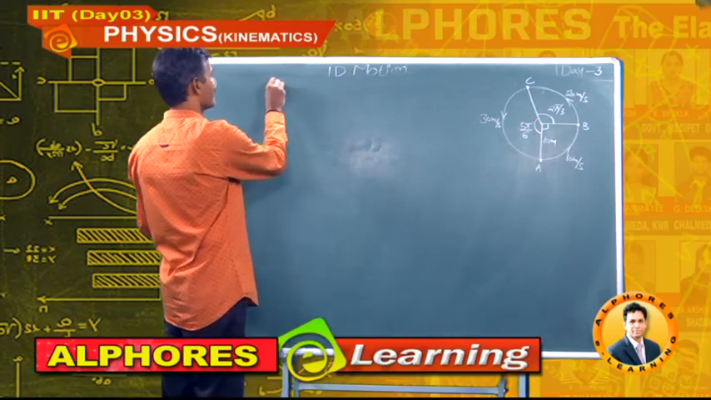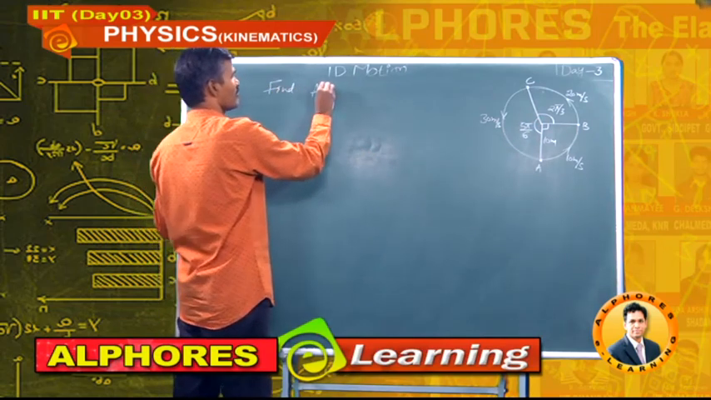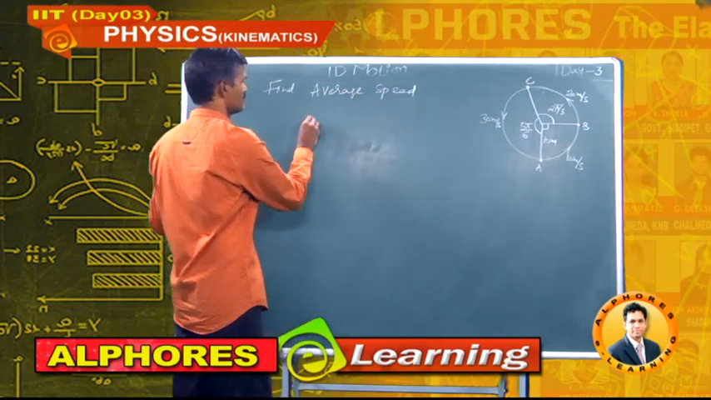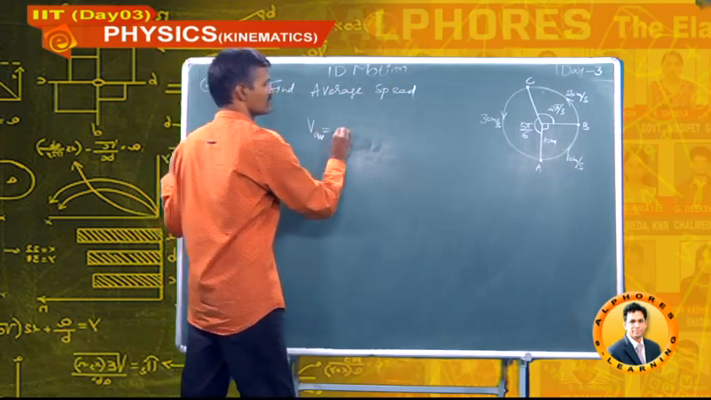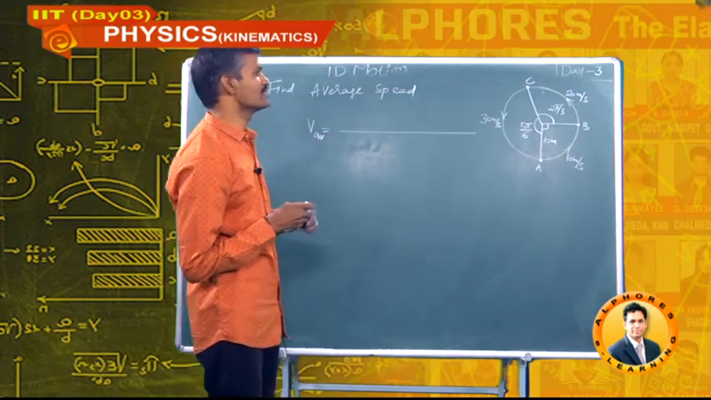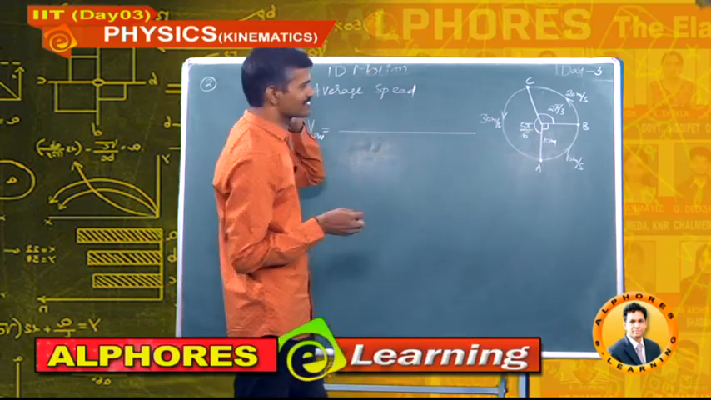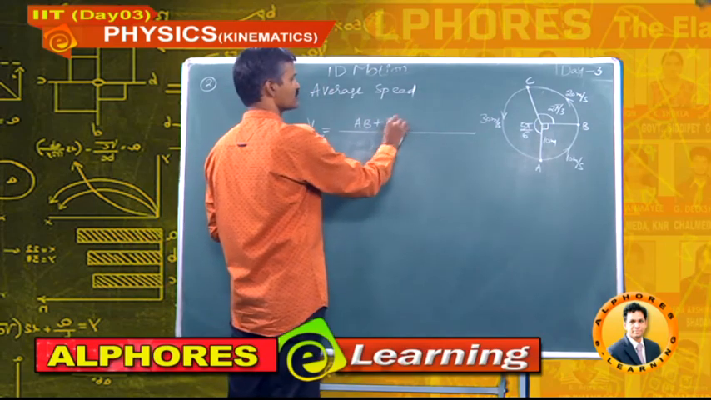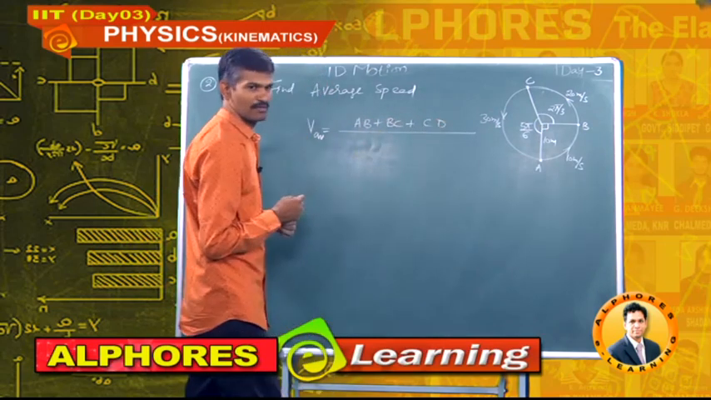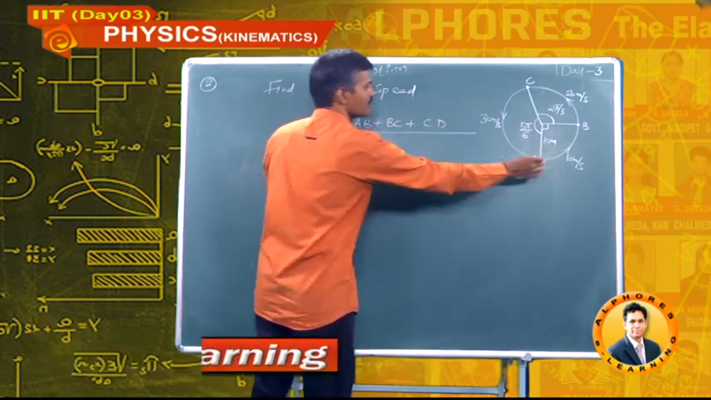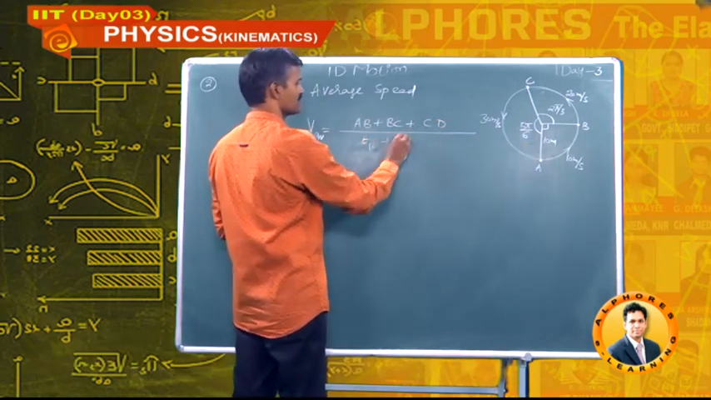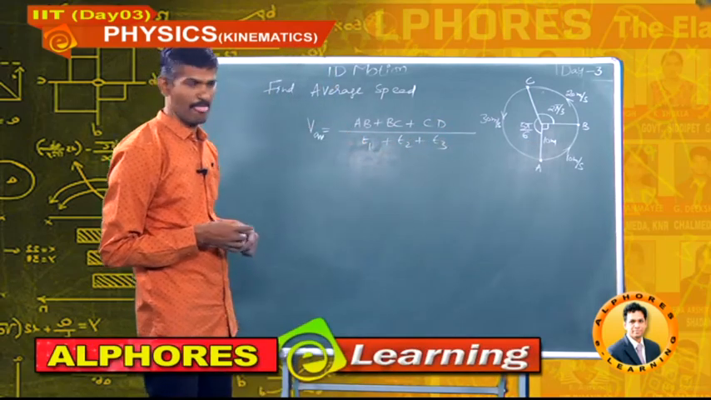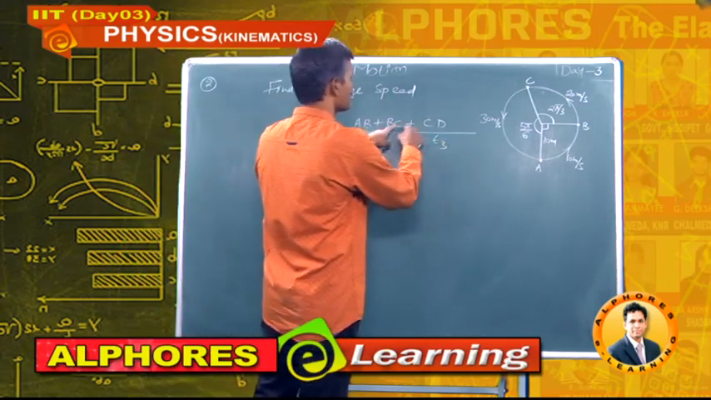What is the average speed? Find the average speed of the particle. This average speed is total distance travelled by the body divided by total time taken. So, total distance travelled by the body is from A to B plus B to C plus C to A, divided by the time taken: for the interval A to B it takes some time T1, plus T2, plus T3. This gives the average speed. So, AB plus BC plus CA.